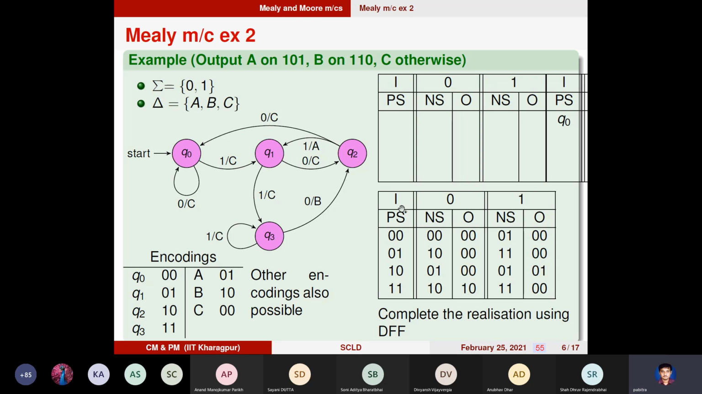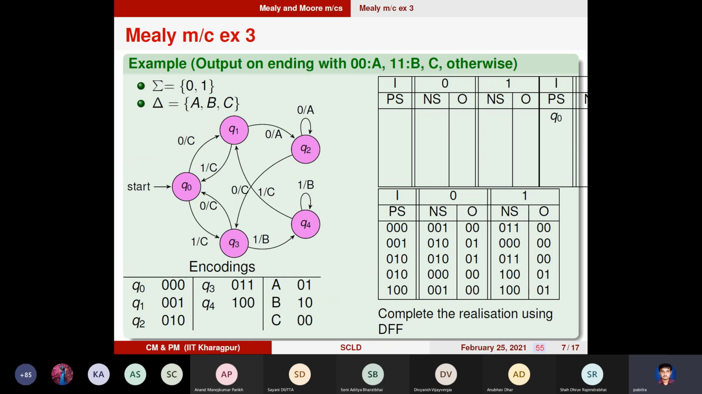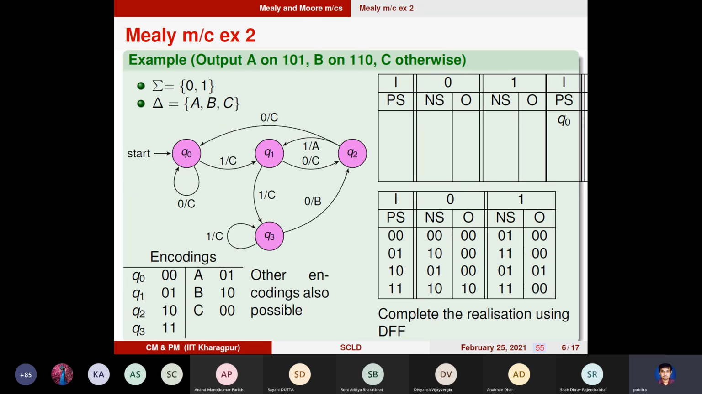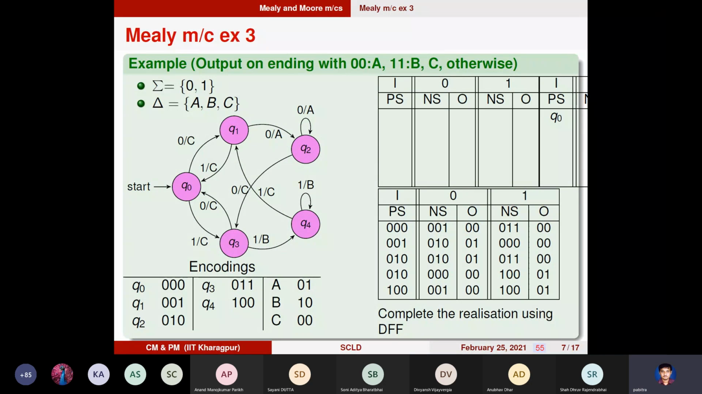Okay, just a minute. Okay, fine. So that's the thing. We'll come to the detailed representation. Let us come to another example which you can do.